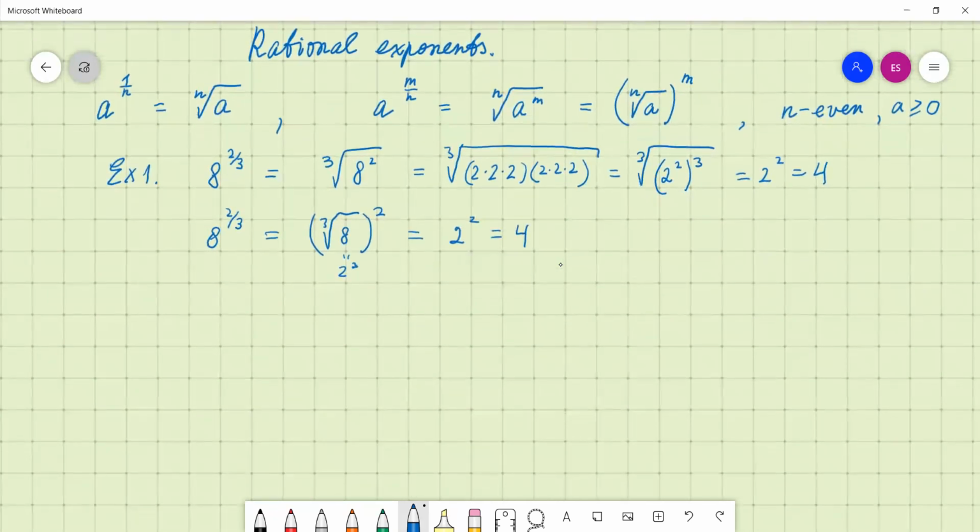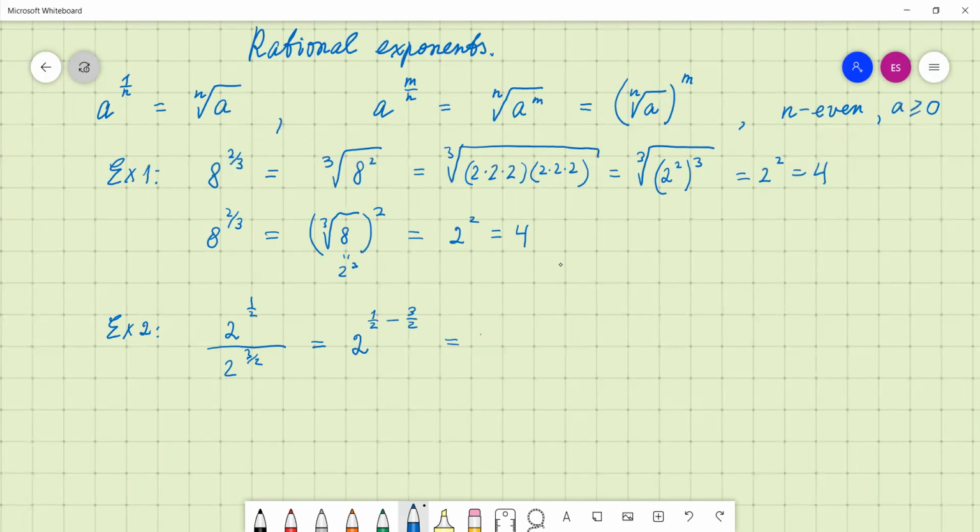Next example, example number 2: 2 to the power of 1 over 2 divided by 2 to the power of 3 over 2. Let's simplify this expression. How do we simplify it? We write down 2, the base. The base is the same for both expressions. And then we copy the power. From the numerator, it's going to be positive. From the denominator, it's going to be negative, right?